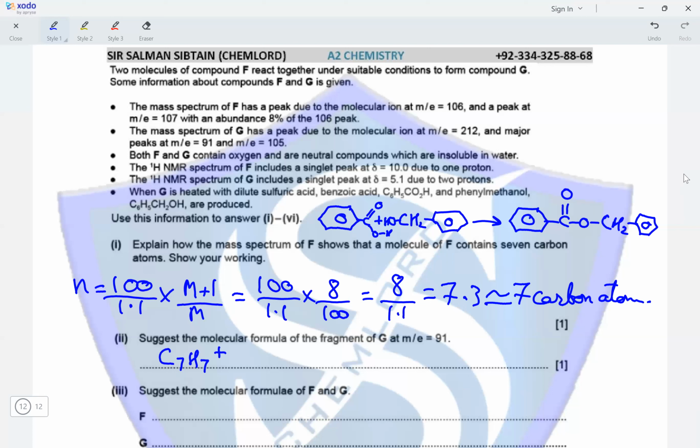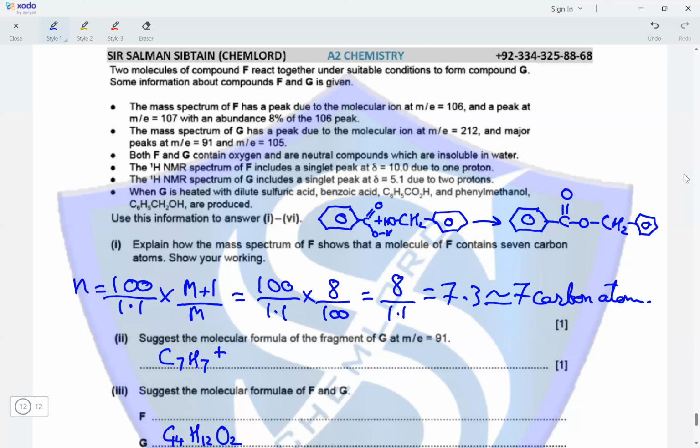Suggest the molecular formula of F and G. So the molecular formula of G would be C14 as drawn above, and then we have 1, 2, 3, 4, 5, 6, 7, 8, 9, 10, 11, 12 hydrogen atoms, and we have got 2 oxygen atoms. So that would be the molecular formula of compound G.